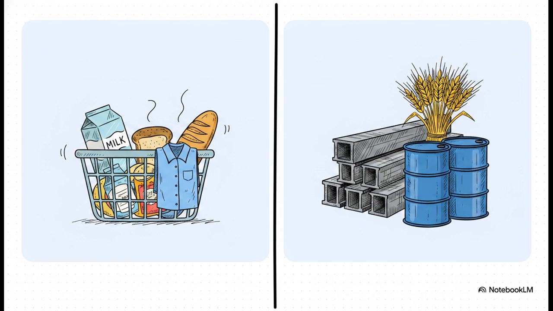But if you walk over to the wholesale market, it's tracking heavy raw materials like bulk steel, agricultural yields, or industrial chemicals for businesses. The index literally adapts to fit the market it's in.